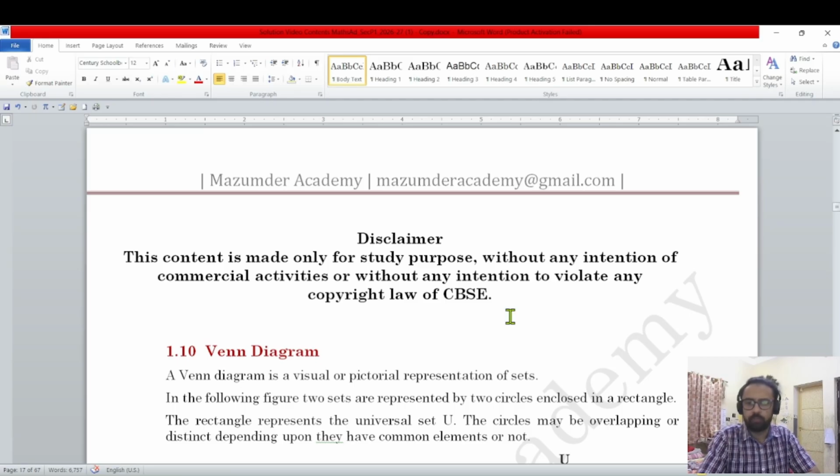Hello everyone. Today we will start our discussion from Venn diagram. So my request to all the viewers, if you have not seen my earlier videos, please watch those videos because the concepts are related and it will be easy to understand the concepts of today's lecture if you have watched the previous videos. So let us start with Venn diagram.